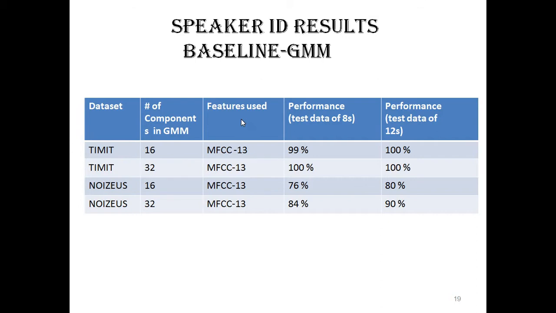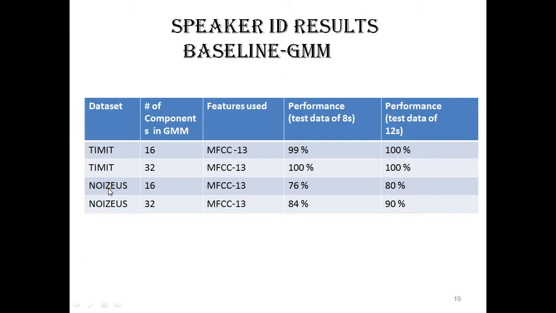So these are the speaker identification results for the baseline Gaussian mixture model system, with the data set being TIMIT, which is the clean data set, and 16 components in the Gaussian mixture model, 13 Mel frequency cepstral coefficients, we get almost 100% accuracy in the identification process. With 32 components in the Gaussian mixture model, we again obtain 100% accuracy as expected.